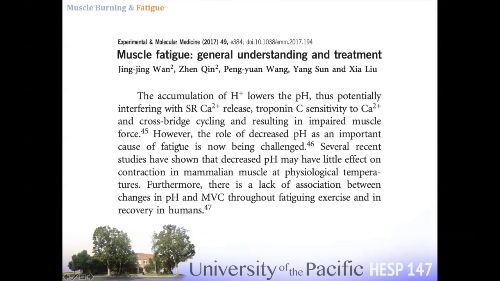And this study right here from 2017, it has a nice little summary. So, the accumulation of hydrogen ions lowers the pH, right? Notice the repetition of H here. This is what the H is. Potentially interfering with the sarcoplasmic reticulum calcium release. We talked about that one, those hydrogen ions sneak in. Troponin C sensitivity to calcium. We talked about that one, that competitive inhibition. That was that sort of big one for a long time. And cross-bridge cycling, resulting in impaired muscle force. That was that last one we talked about.